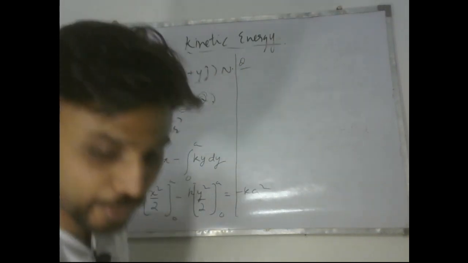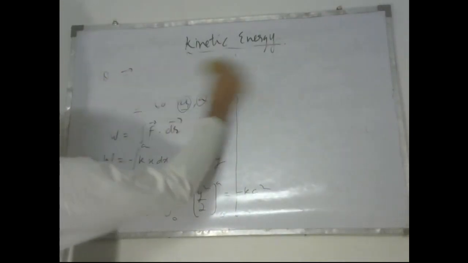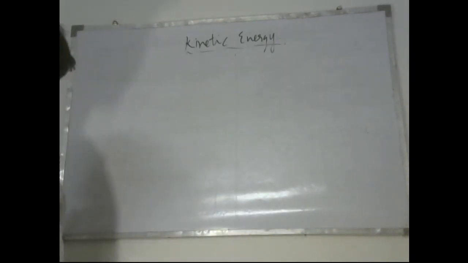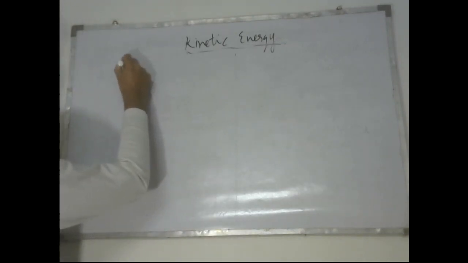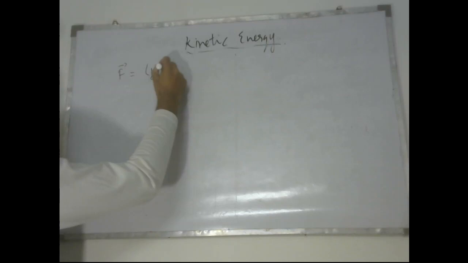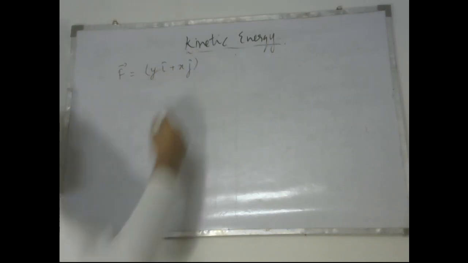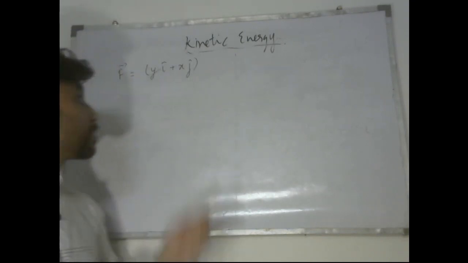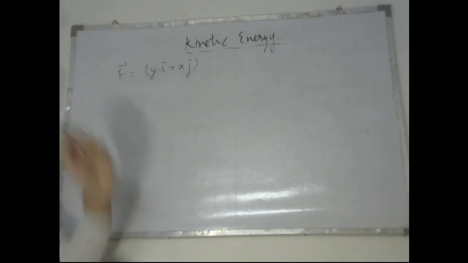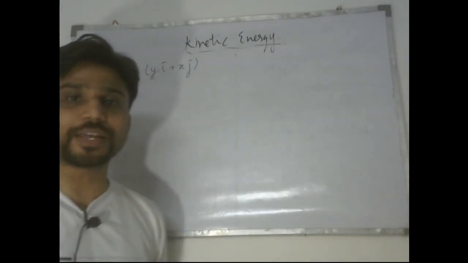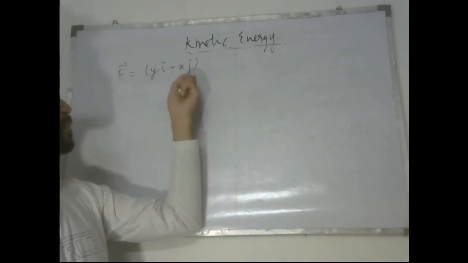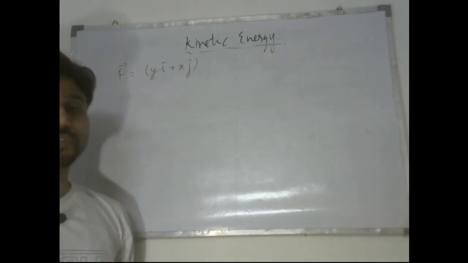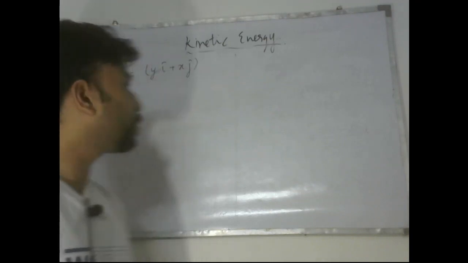So in that particular question we have a force y i cap plus x j cap. So this presents a very unique opportunity for us: the particle is experiencing force in x direction, that is i cap direction, and that force depends on the value of y. And similarly the particle is experiencing a force in j cap direction where the force depends upon the value of x.